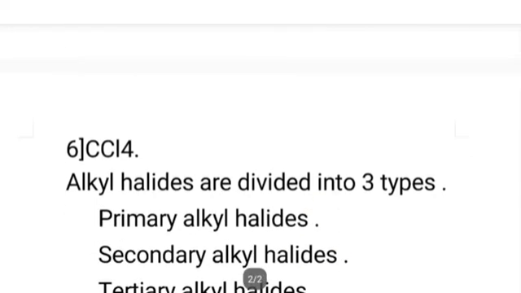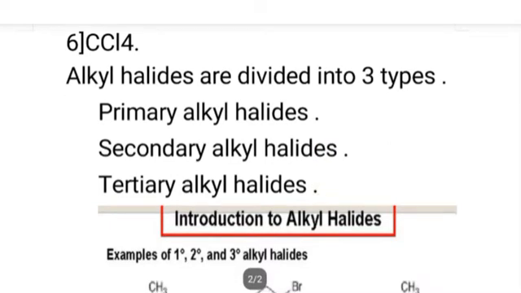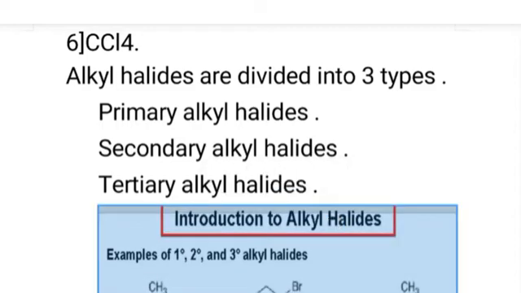Okay. And next CHCl3. So this is the trihalogenated, because chlorines are present as 3, whereas the alkyl group is present as only 1. And next CCl4, that is carbon tetrachloride, that is 4 halogens are present for only a single carbon, a single alkyl group.